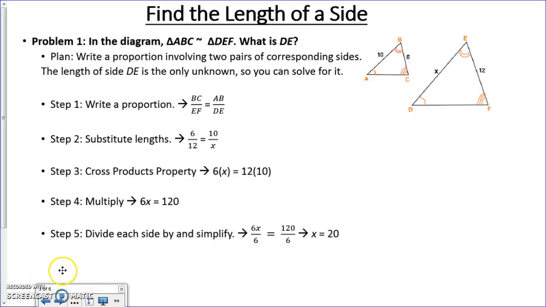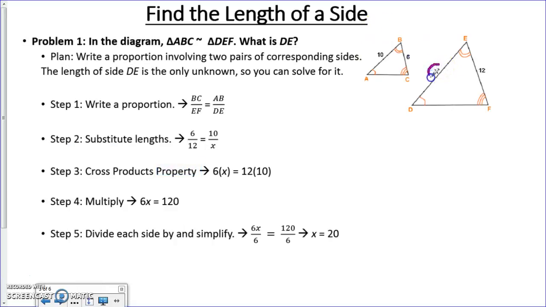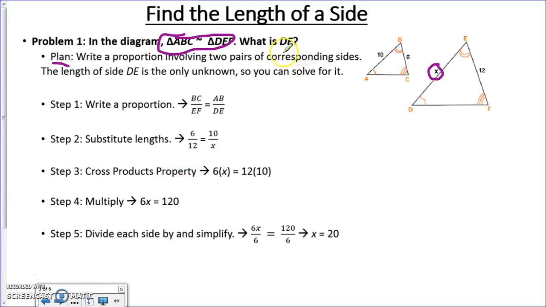Problem 1. In the diagram, triangle ABC is similar to triangle DEF. What is the side length DE? So we are trying to figure out this missing side length here. And the question is already telling you that the two triangles are similar. So to figure this out, we're going to need a plan. Write a proportion involving two pairs of corresponding sides. The length of side DE is the only unknown, so you can solve for it.